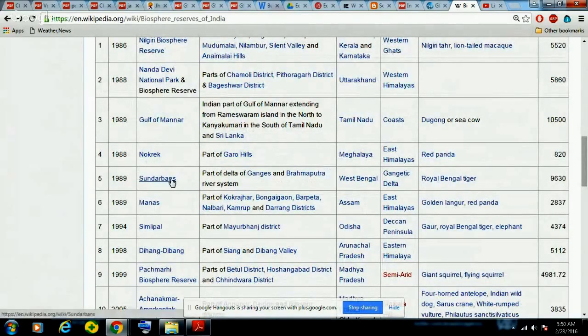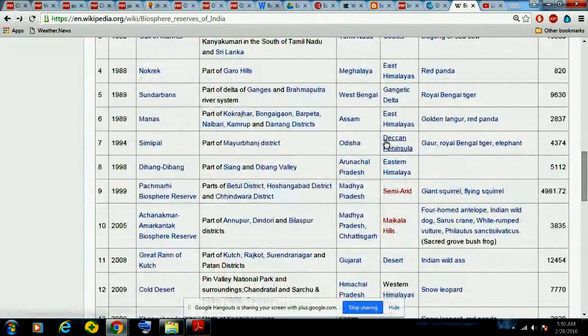Then fifth is the Sundarban. It lies in West Bengal, in the parts of the deltas of the Ganga and Brahmaputra river system. Royal Bengal tiger is present here. Sixth is the Manas. It lies in Assam, and golden langur and red panda are present here. Then Simlipal in Odisha. The gaur, Royal Bengal tiger, and elephant are present here.